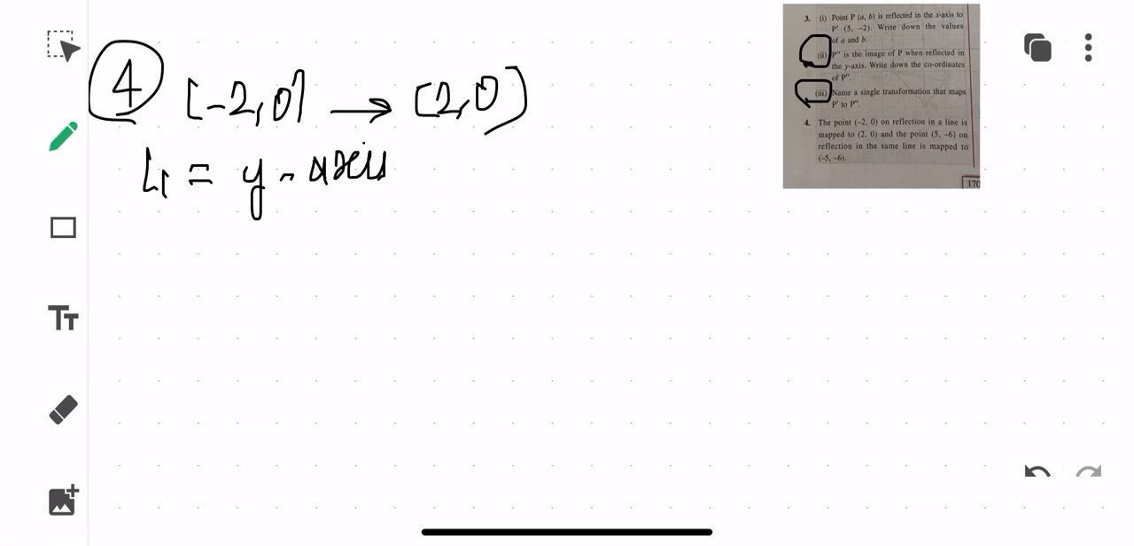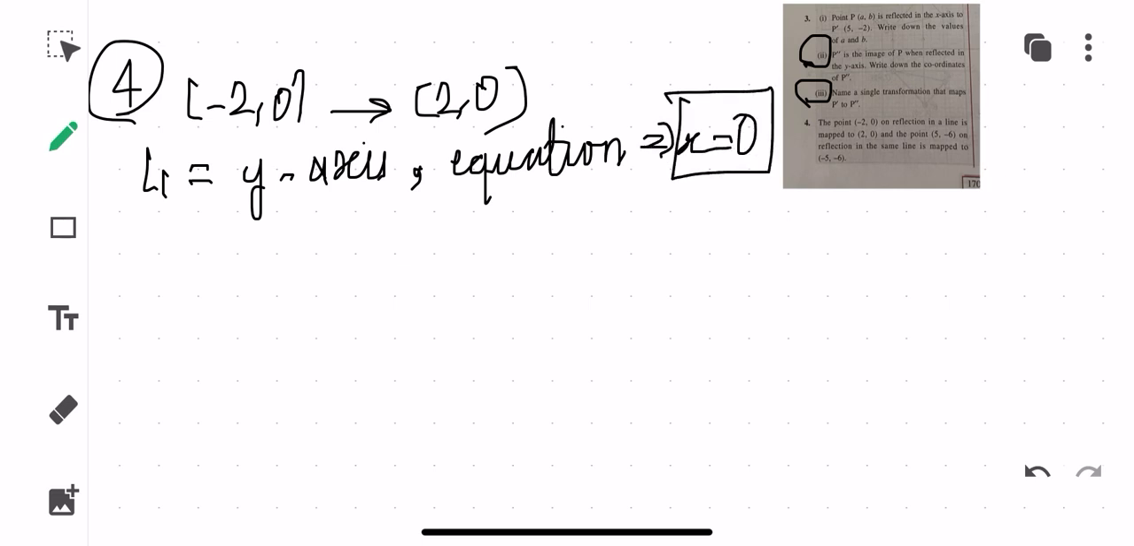So the first one is the y axis, and how do you write down the equation? The equation is given by, if you can see here, the x coordinate is 0, so here the equation will be x is equal to 0. Okay, so this is the equation.